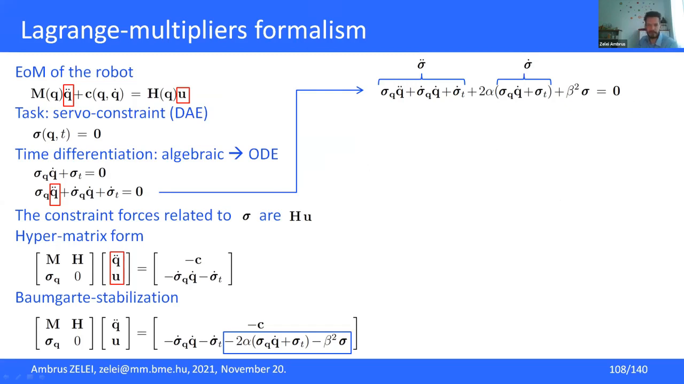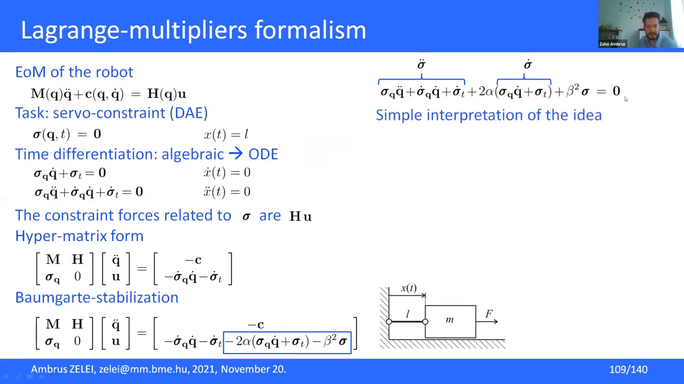So we use this equation and we will put this into this hypermatrix form, and then this provides the stable behavior of the constraint. So finally the robot will converge to the desired motion, and this will converge to 0.